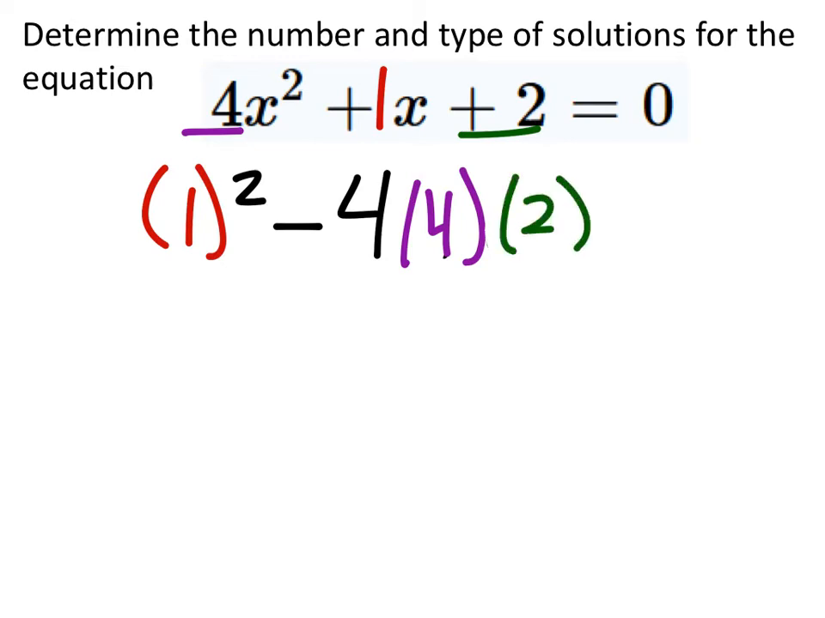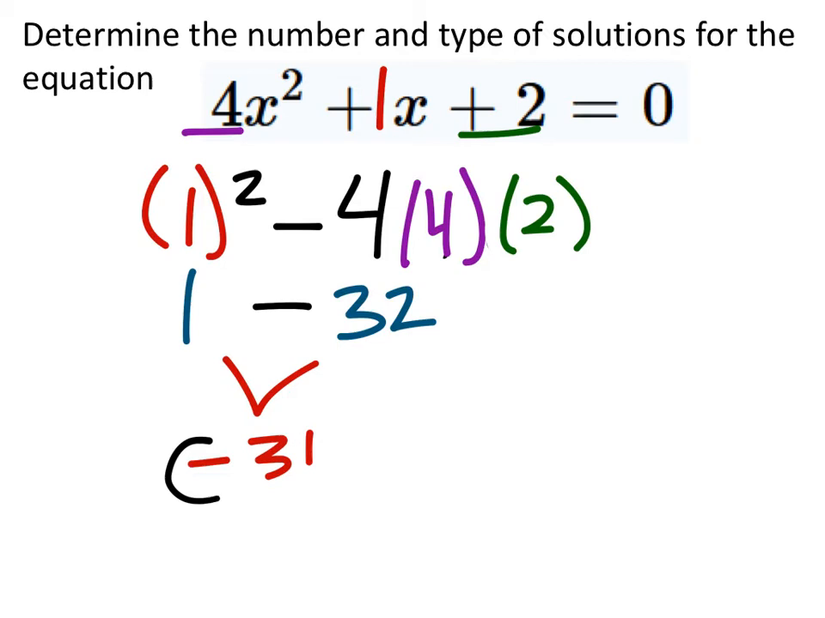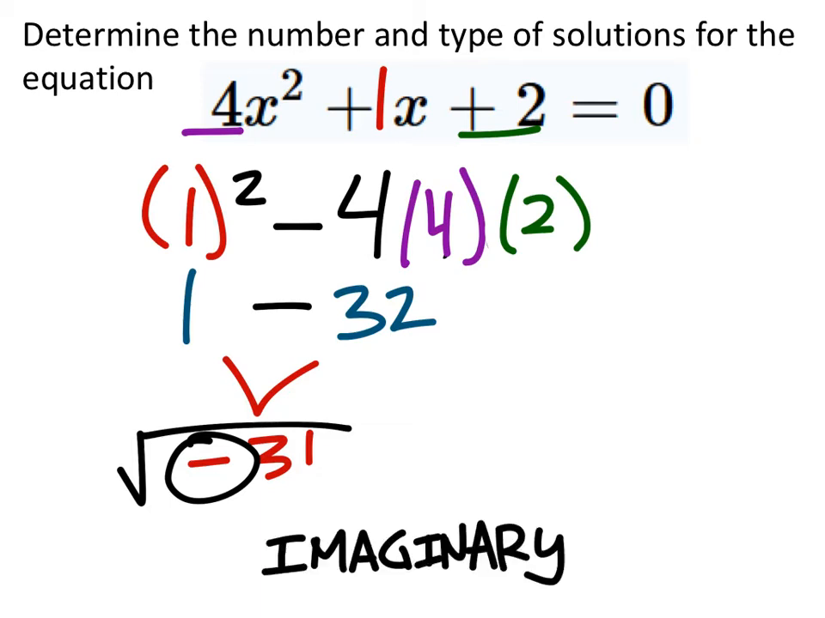We don't really have to evaluate this to understand that it's going to be negative, but let's do it anyways. 1 squared is 1, minus 4 times 4 times 2, 32. And 1 minus 32 is negative 31. So this time we got a negative, which is important to notice, because it would really be the square root of that. So we know they're imaginary. And we should have 2 automatically since it's not 0. So 2 imaginary solutions.